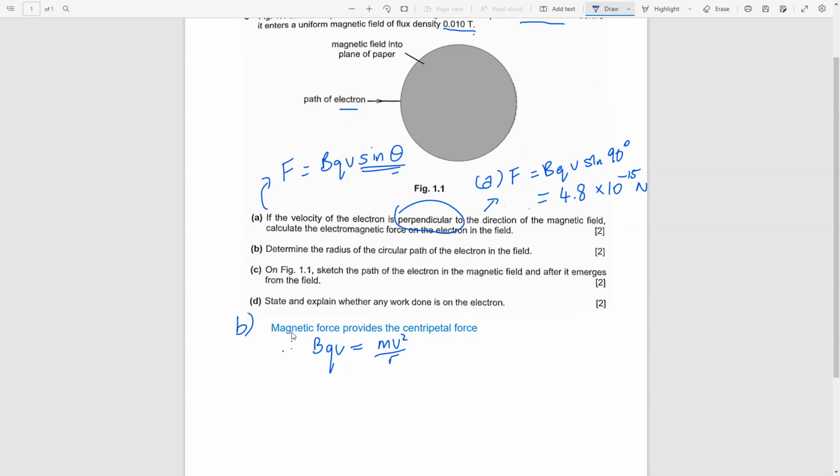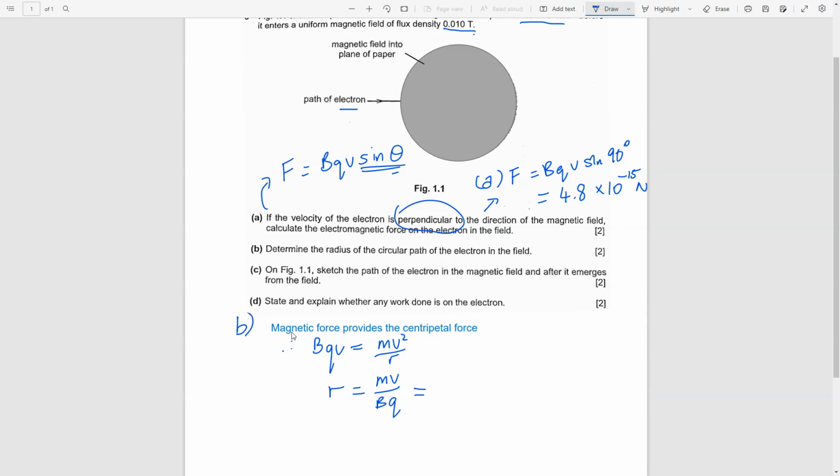If it's not perpendicular, it will be a helical motion already. So this is just a circular motion. When we rearrange, r equals mv over BQ. So you cannot just use this formula directly. You have to prove this: step 1, step 2, step 3.